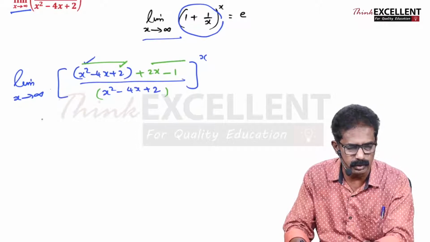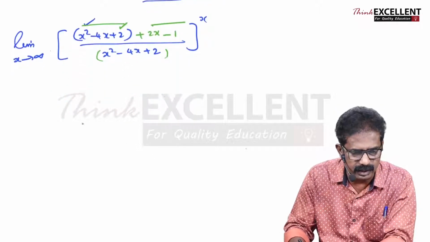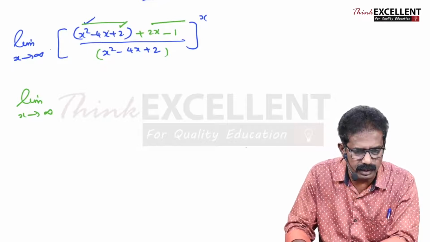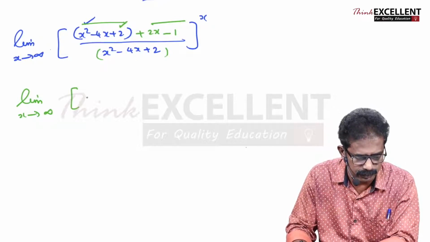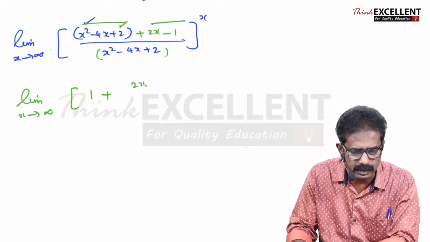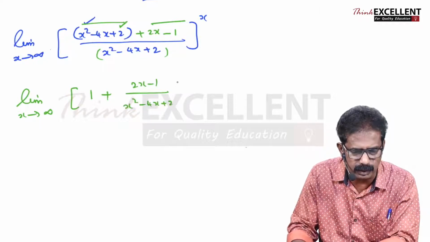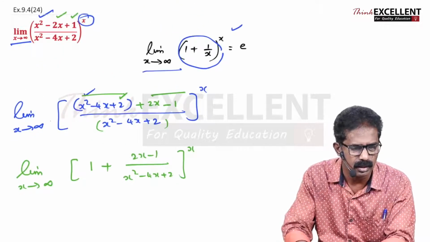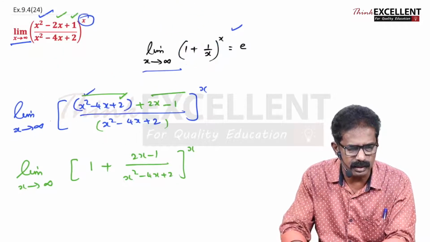So split into 2: limit x extends to infinity, limit x extends to infinity. This by this cancels, 1. Plus (2x minus 1) by (x square minus 4x plus 2) raised to x. So some more we got it. Limit extension already got it. Now that 1 you got it, right?